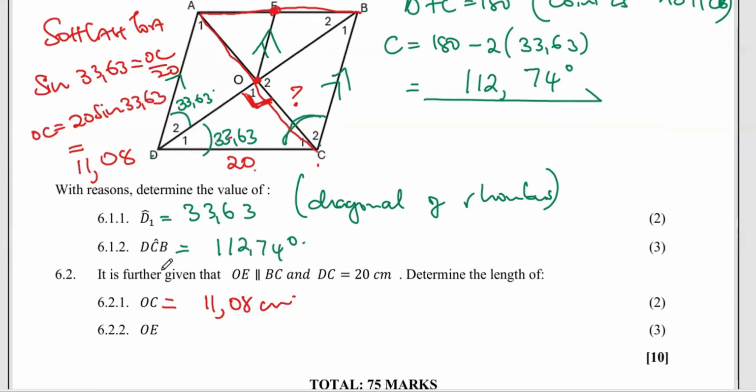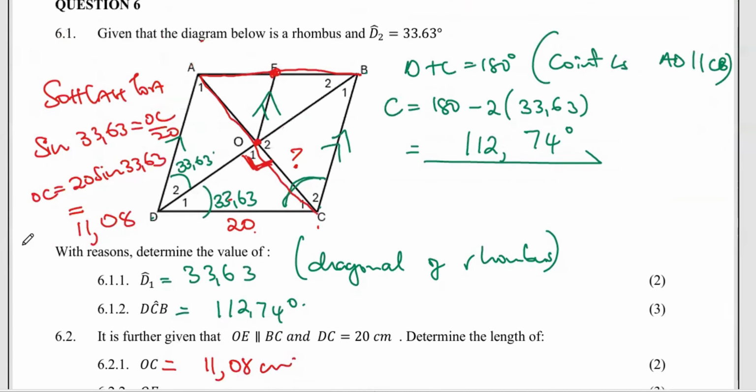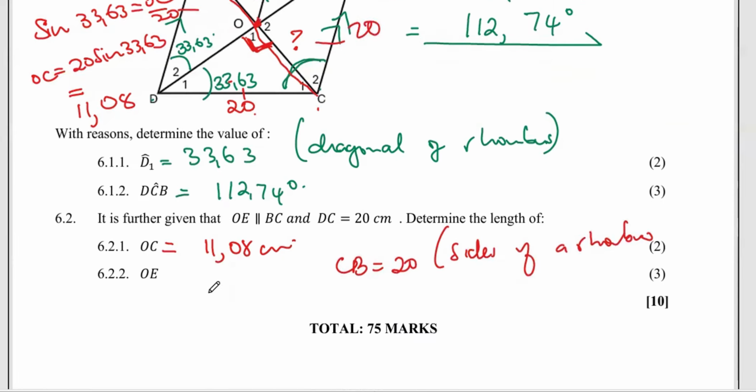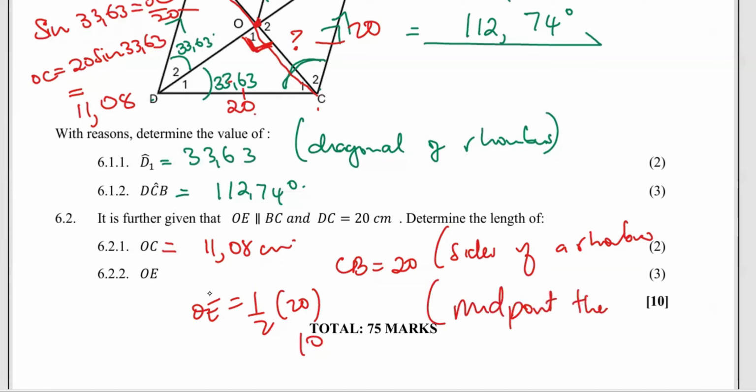So step number 1, start by telling us that CB is also going to be a 20. That is basically sides of a rhombus. Those sides must be equal, okay? Then if this is a 20, then OE must be half of the 20 because of the midpoint theorem. So OE is going to be a half times 20, which is 10. Reason is the midpoint theorem.